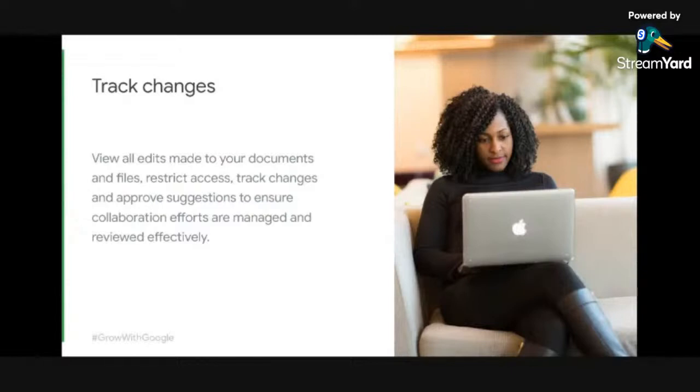To review changes, follow these steps. Step 1. Open your file in Google Drive. Step 2. From Docs, Sheets, or Slides, select File, then Version History, and then See Version History. Note you need to be owner or editor to access the file.